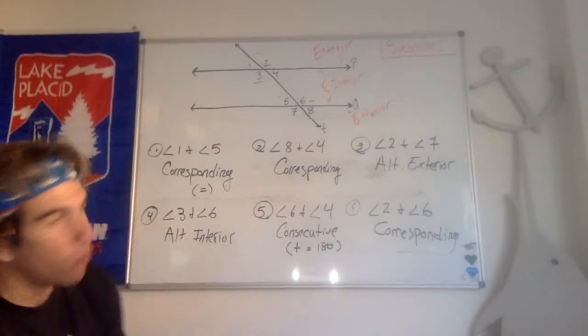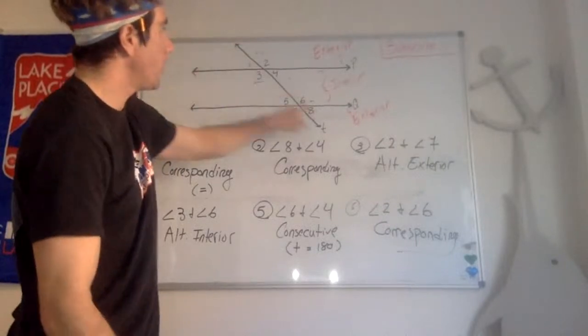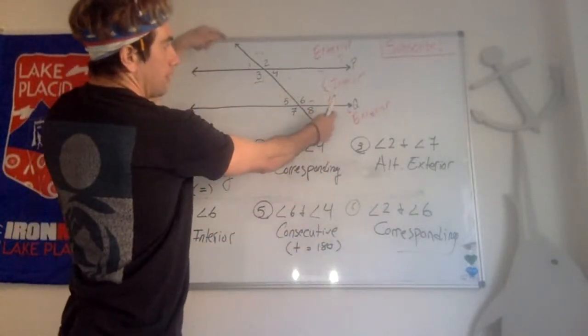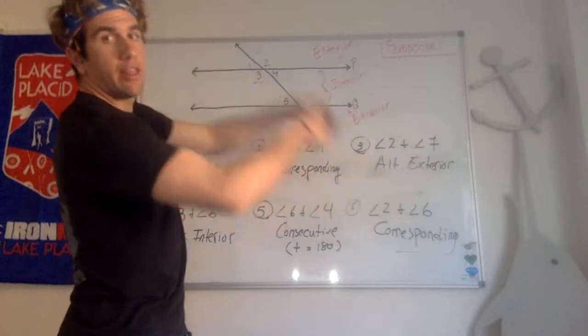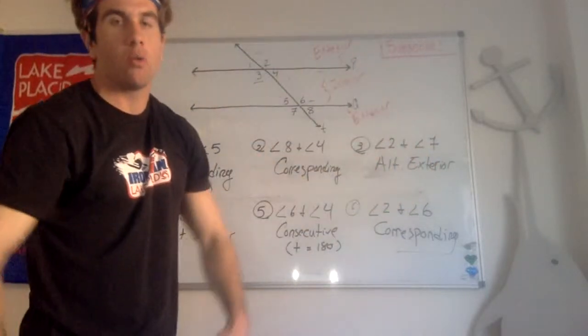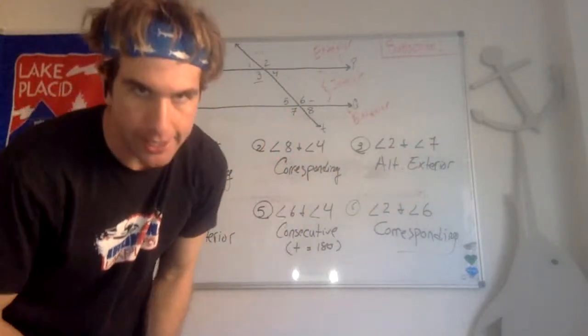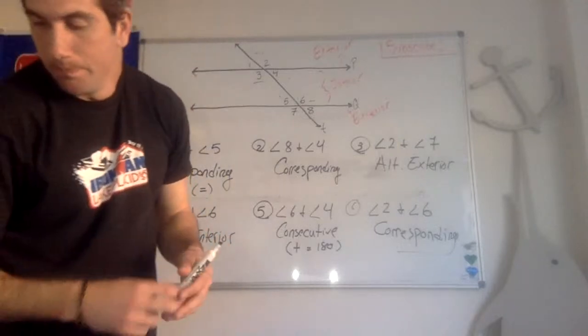Yeah, so let's go over a couple more. Number 8 is angle 1 and 8. They're on the outside. They're opposite the transversal. We got alternate exterior for angles 1 and 8.